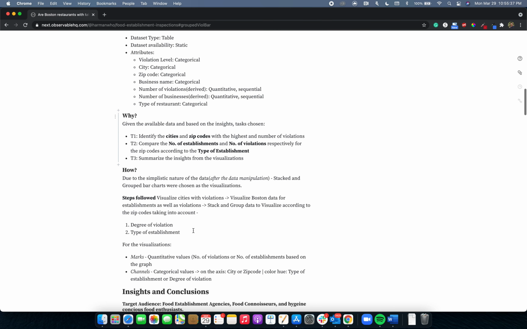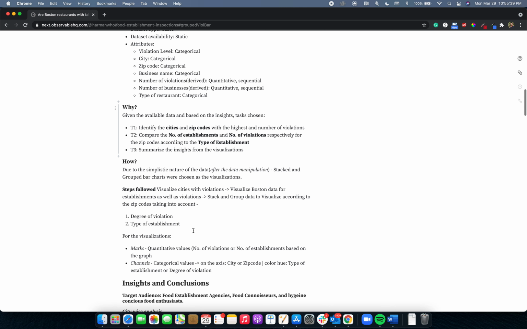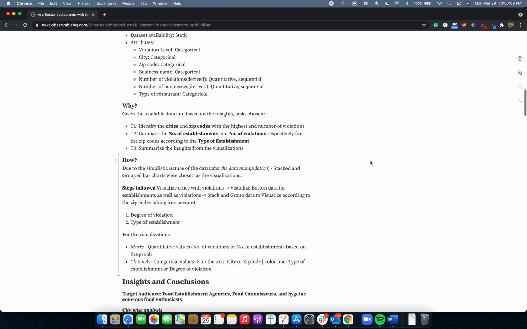Why are we doing this analysis? The tasks that I have defined are, first, to identify the cities and the zip codes with the highest number of violations and the highest number of establishments as well. Task 2 is to compare the number of establishments and the number of violations for each of the zip codes according to the type of establishment, and then summarize the insights from the visualizations.